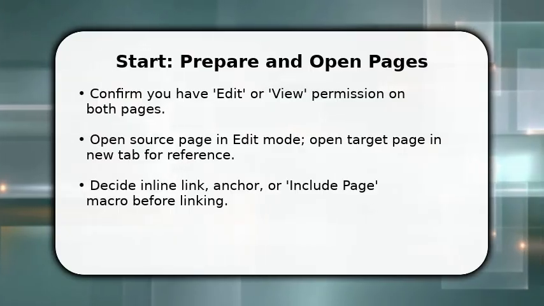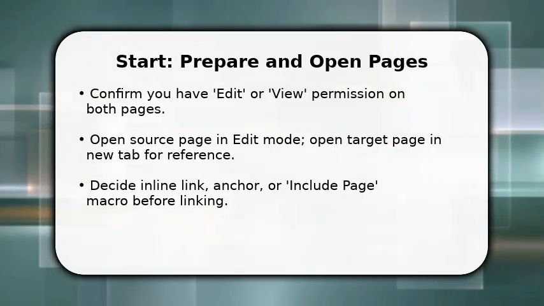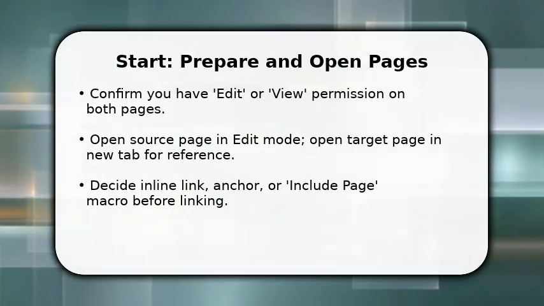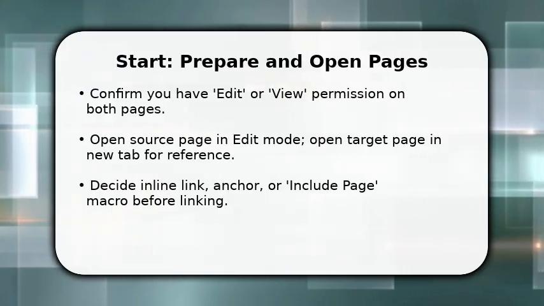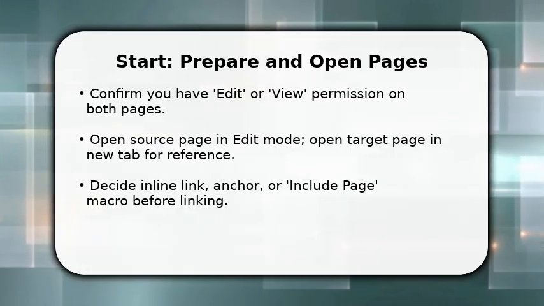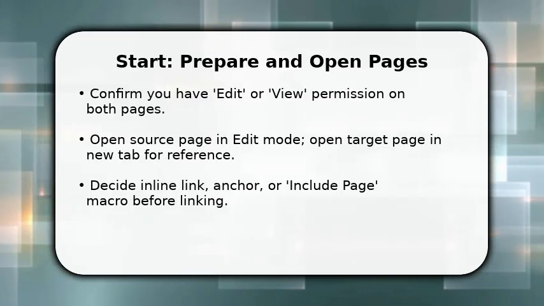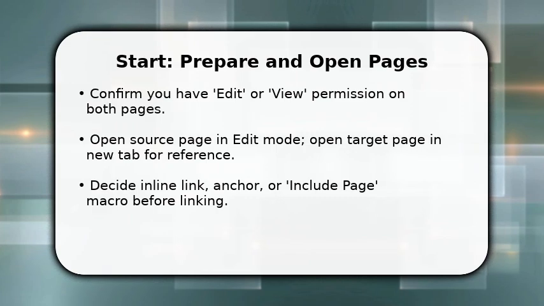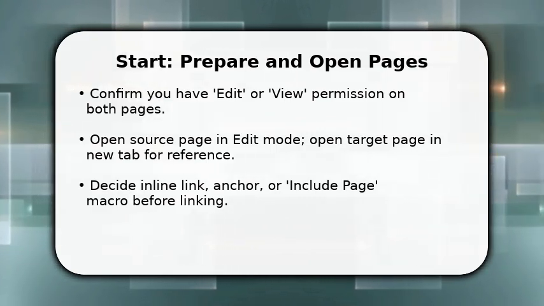You begin by ensuring permissions and locating both pages. This avoids broken links later. Open the source page in edit mode and the target page in another tab so you can copy the exact title or URL. Decide whether you need a simple inline link, a page anchor for section-level links, or the include page macro for content reuse. Once decided, place your cursor where the link should go. That first placement determines context and accessibility for readers, so choose it with intent.